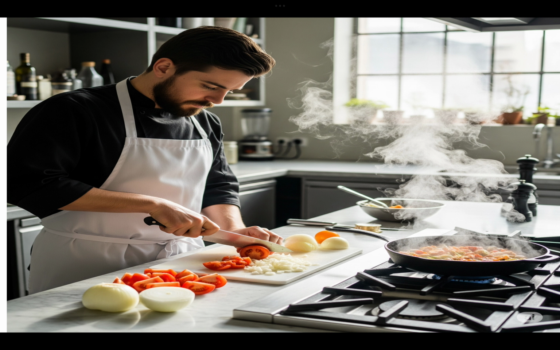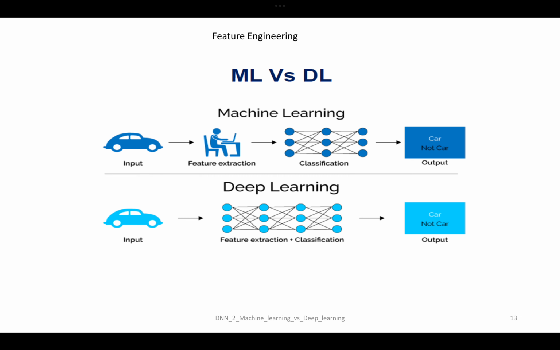So this image is a great summary of one of the biggest differences between traditional machine learning and deep learning. So let's start with the top half, machine learning. You can see the car image comes in as input, but before the model can do anything, there's a person sitting at a computer. That's us, the human. We have to manually extract the features. That means deciding what parts of the image are important, maybe the shape of the car, the wheels, color, etc. Then those features go into the model for classification, and the model gives us the output, either car or not car.